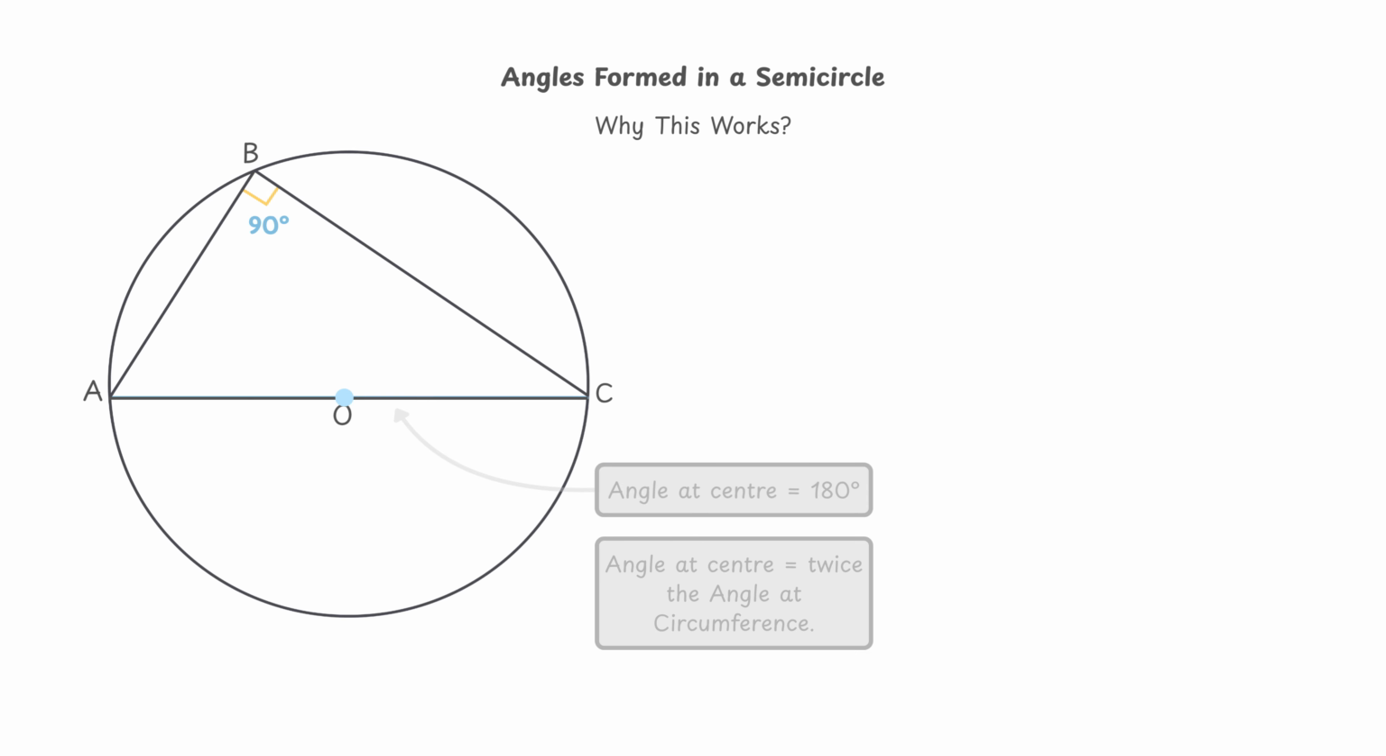So instead of just memorizing it, you can now explain it. The angle at the center is 180 degrees because it is a straight line. The angle at the circumference is half of that, so it must be 90 degrees. This is a powerful explanation, especially for higher mark questions.